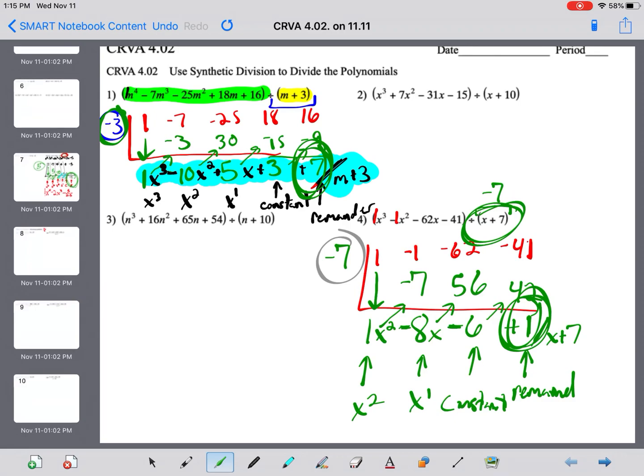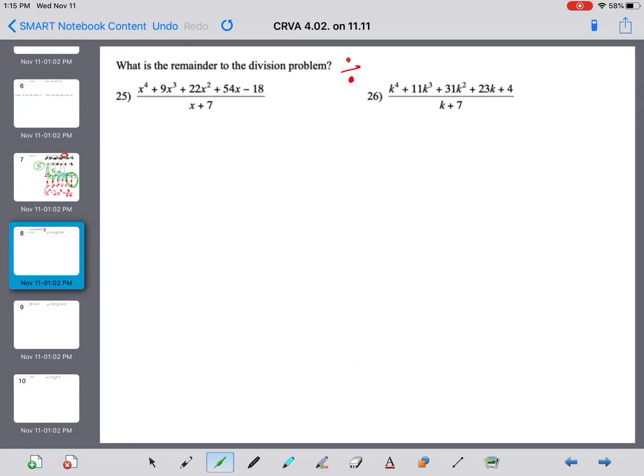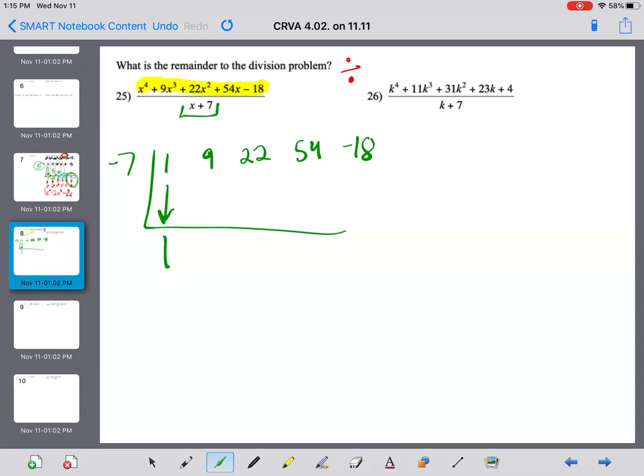All right, let's give this part a shot. Looking at the polynomial that we're dividing, we're not missing any terms. That's good. So jot down those coefficients in the machine: 1, 9, 22, 54, negative 18. The multiplier is what makes what we're dividing by equal 0, which is negative 7. Let's proceed. Drop down the 1, multiply by negative 7. Add those together, you get 2. Multiply that by negative 7, you get negative 14. Add vertically, you get 8.